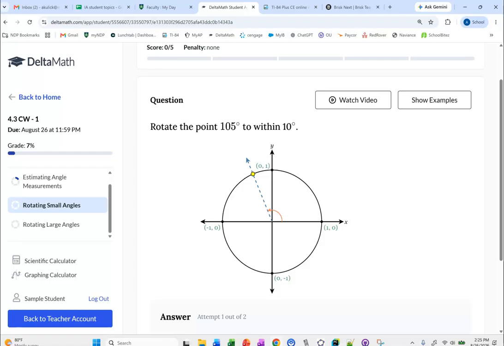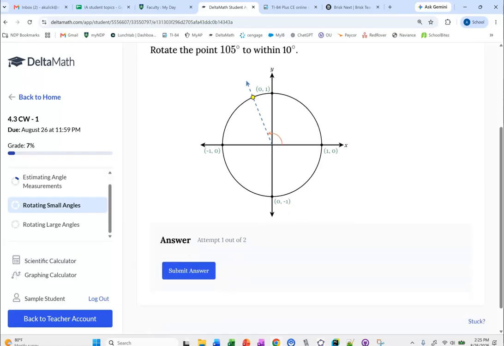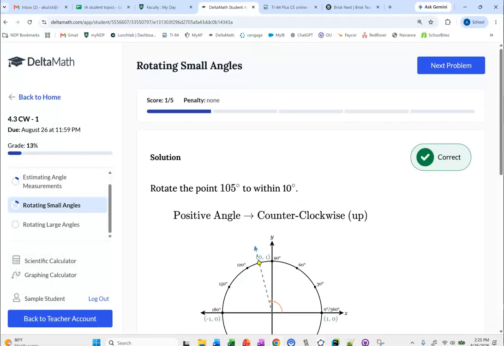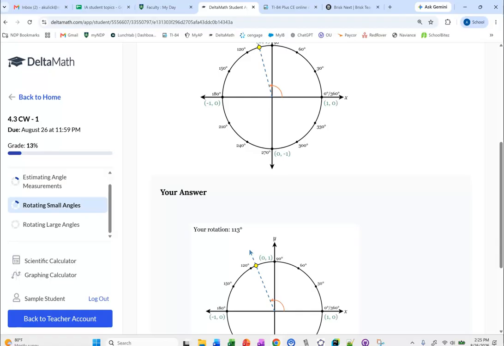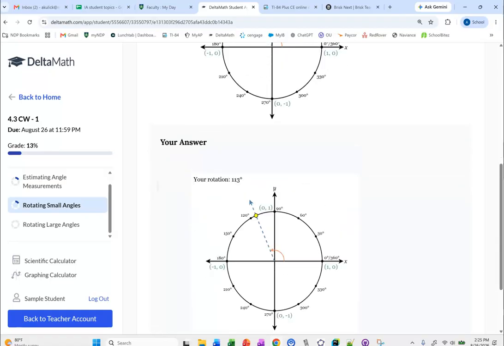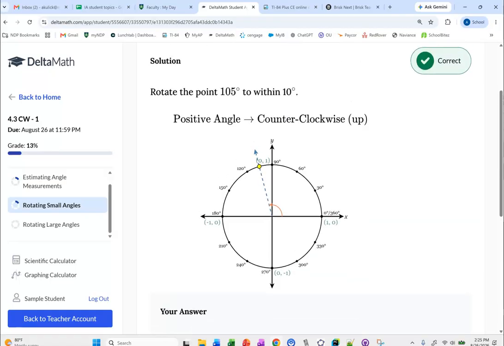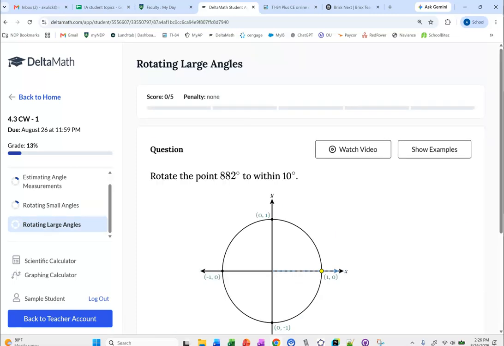I'm just estimating. Again, 15 degrees is like a third of a half. So that's probably a decent guesstimate. I say yes, it marks as correct. It said that I gave 113 degrees, which is just barely within 10 of 105, but it was close enough. Is everybody okay? And then the third set are going to be big angles where you have to do more than one rotation.